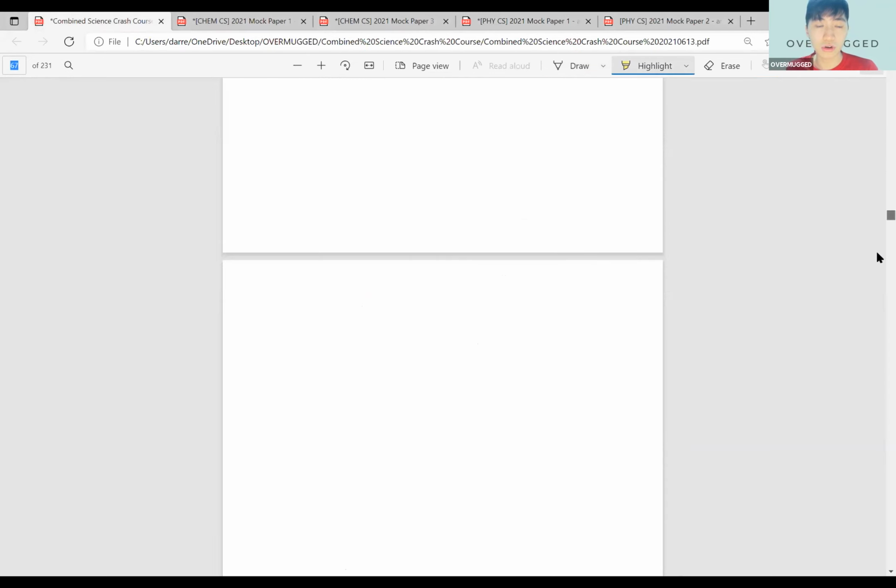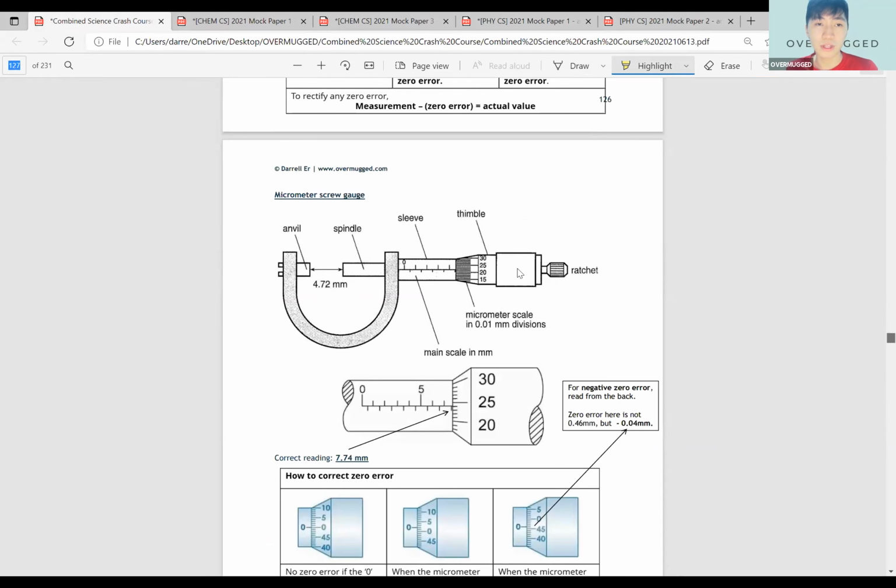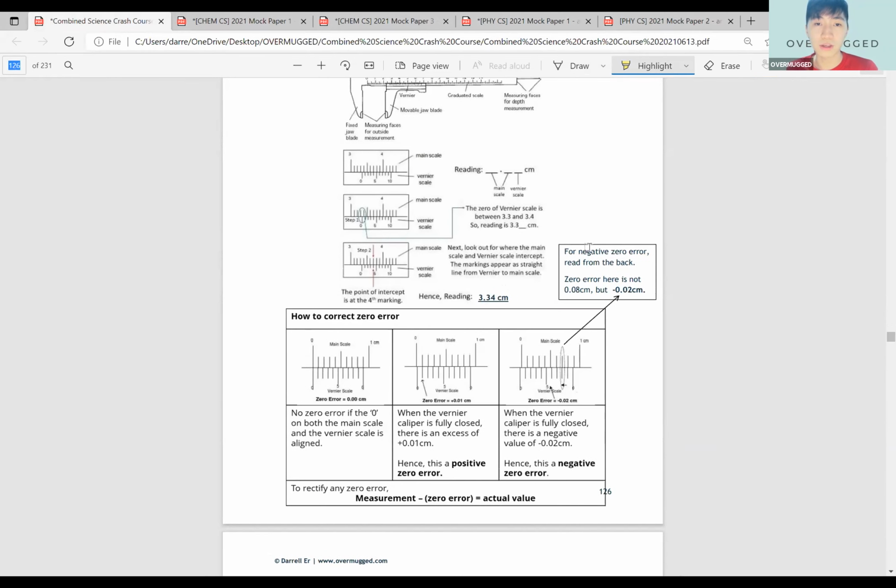Let me just show you all the notes under the portion for vernier caliper. I need you all to be very careful because you need to remember for negative zero error, what we do is we read from the back. So if you take a look at this question here.